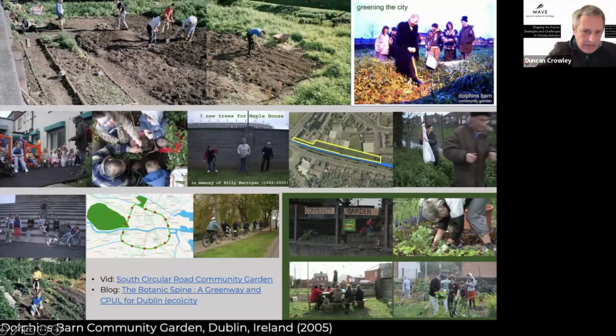We also did bike rides around the two canals. We called it the Botanic Spine. It was illegal to go along the banks of the canal then by bike. We used this action as a means to challenge the law. We won. We even got the deputy mayor to come down and plant food and help weed in the garden.